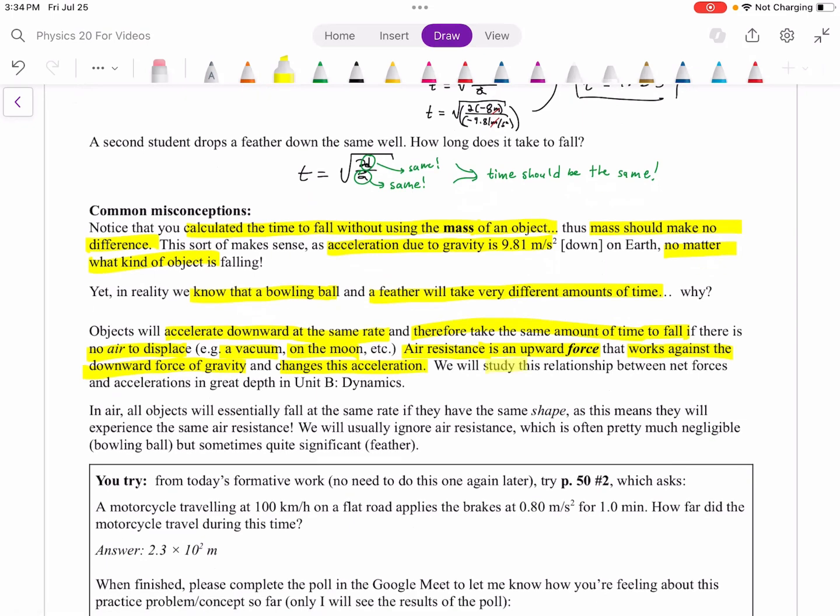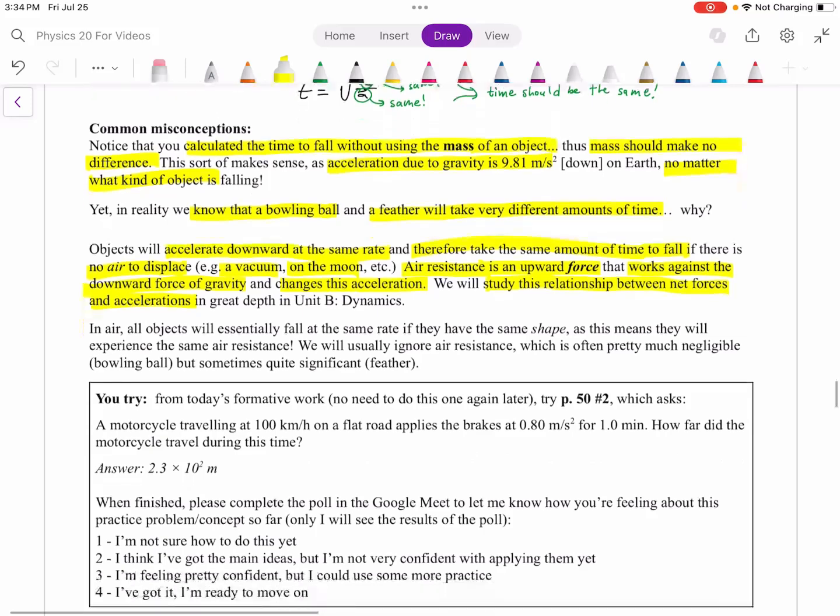We're going to study this relationship between the total force acting on an object and its acceleration a lot in Unit B. So in air, all objects will essentially fall at the same rate if they have the same shape. You can try this out yourself. Get 2 water bottles, have one be full and have one be empty, close the lids and drop them. You'll find that they do hit the ground at the same time. And that's because they have the same shape even though they have a different mass. Because it's actually your shape that determines how much air resistance you experience.